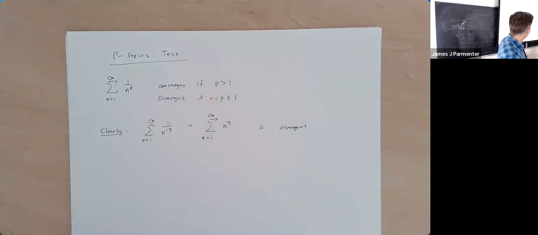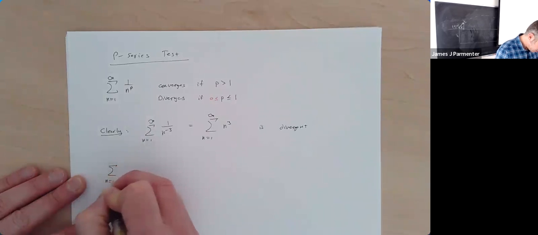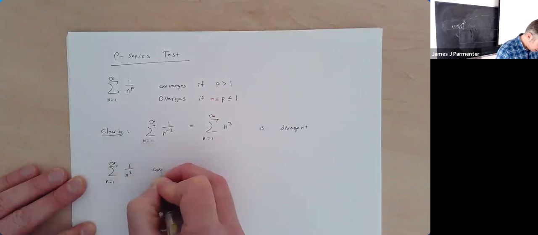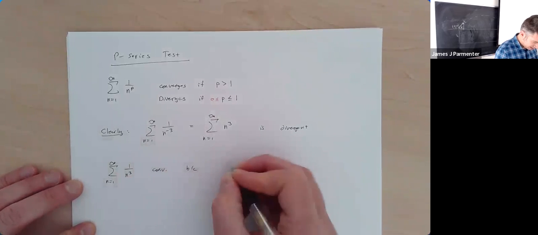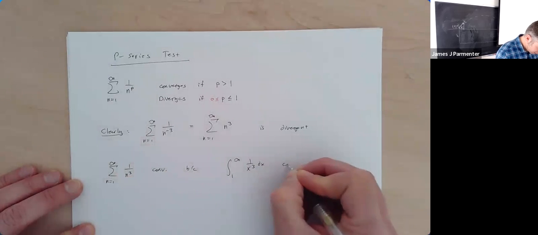So this is totally true because of the integral test, right? We can see that the sum from n equals 1 to infinity of 1 over n cubed converges because the integral from 1 to infinity of 1 over x cubed converges.